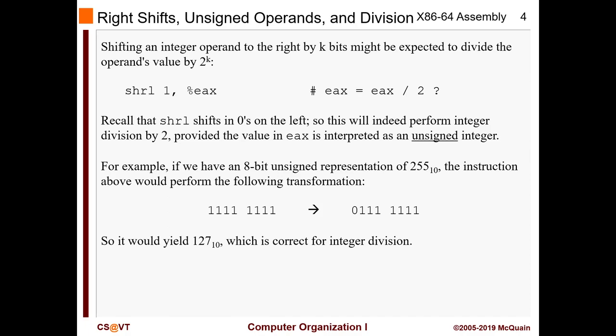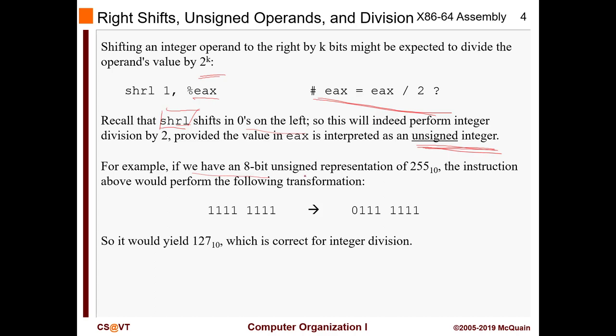Right shift. So in left shift, we saw that we can just expect it to be multiplied by 2 to the power k. That is also kind of true for right shift as well, but not always. Whenever you're shifting an integer operand to the right by k bits, it might be expected to divide the operand's value by 2 to the power k. So this is what we expect, but it's not always true, because we saw that in case of SHRL, whenever we do a shift, it puts 0 on the left. So this will indeed perform integer division by 2, provided that the value in EAX is interpreted as an unsigned integer. If it's signed, this is not going to help out.